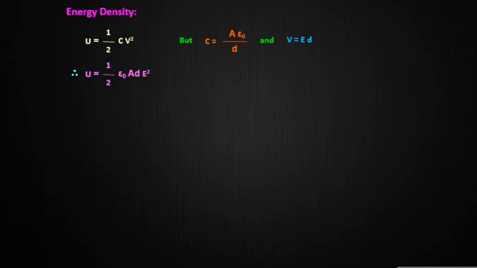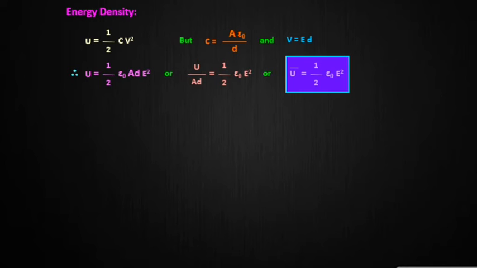Now take AD to the left hand side. You will get U divided by AD is equal to half epsilon 0 E square. Here area into distance, A into D, is the volume. Therefore U divided by AD is the energy per volume. This is called energy density. Therefore we get the expression for energy density as U bar is equal to half epsilon 0 E square.